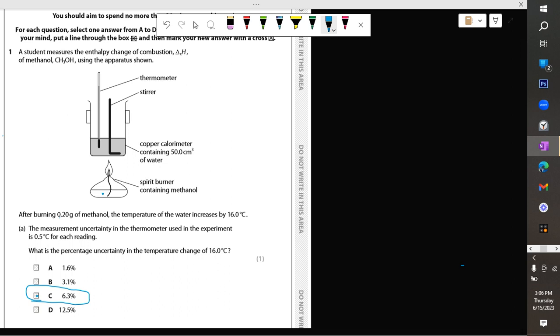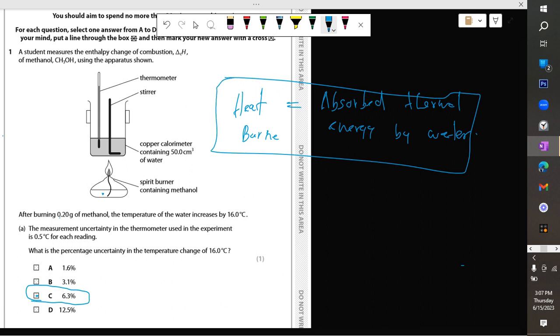Then the heat or thermal energy emitted by the spirit burner is equal to the absorbed thermal energy by the water. You have to understand this part first. Heat emitted by the spirit burner is equal to the absorbed heat by the water.